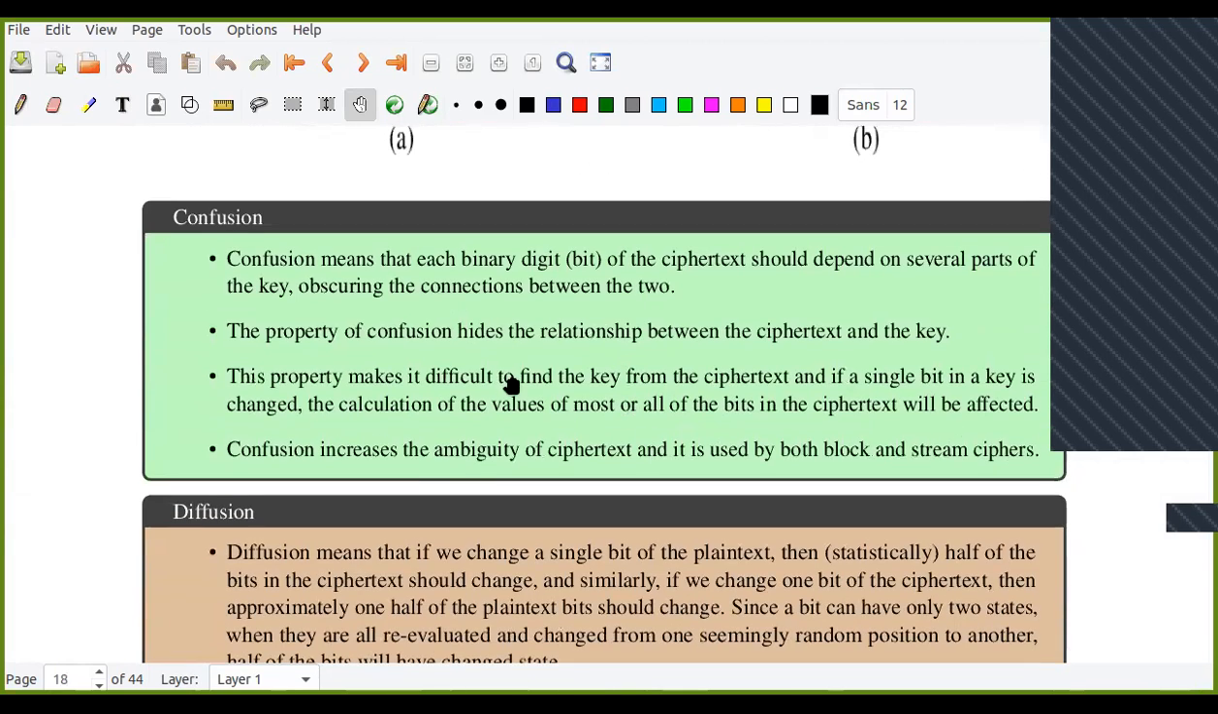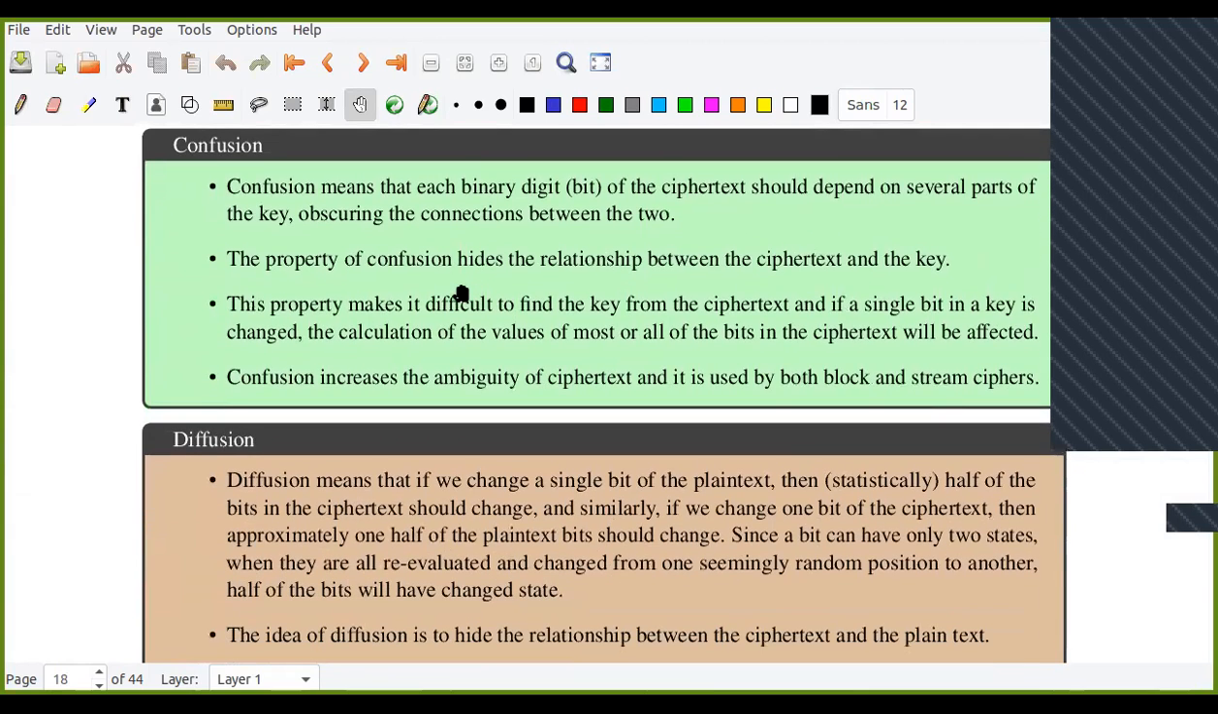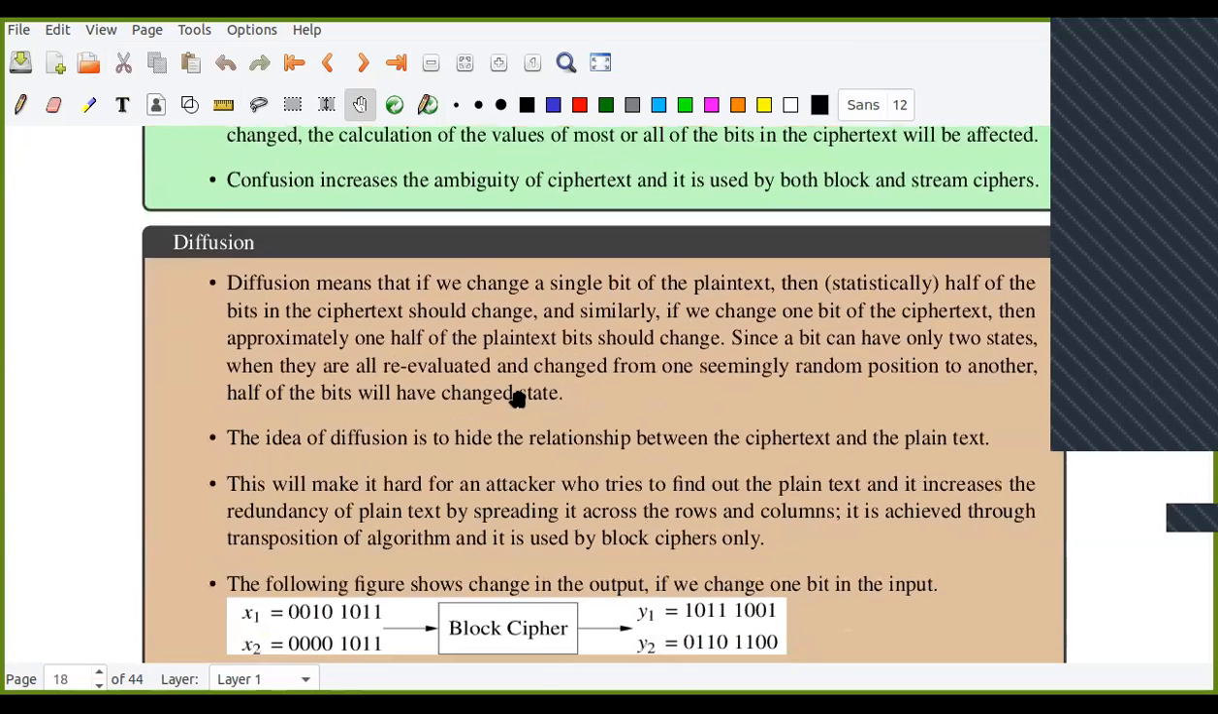But how do you make it more secure now? Then Shannon told that there are techniques, confusion and diffusion. With that, it is possible. So you go through it. What are confusion and diffusion? I'll come back to it at a later time.